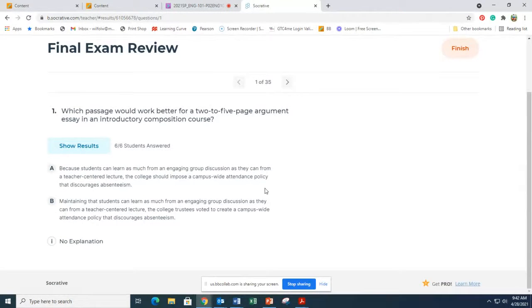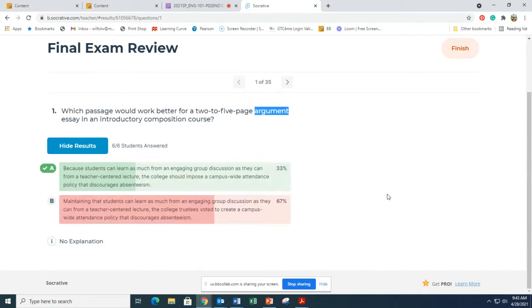Okay, so the question was, which passage would work better for a 2 to 5 page argument essay in an introductory composition course? The important thing to focus on here is that it's an argument essay. If you're writing an argument, that means it needs to contain some kind of opinionated stance, a debatable position that people could argue about. It can't just be a fact. So let's see how we did.